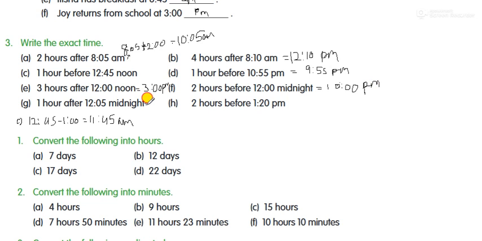Next, 1 hour after 12:05 midnight. After midnight means we have to add 1 hour. So 12 plus 1 is 1:05 a.m.